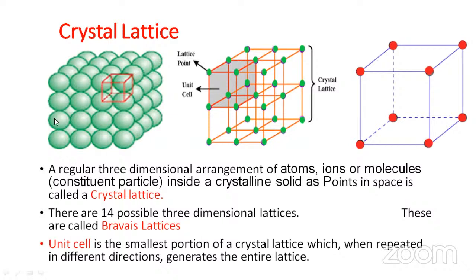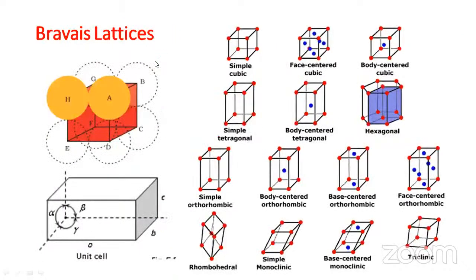So those 14 possible variations are called Bravais lattices. What are Bravais lattices? These crystal lattices are arranged in 14 types. So those 14 lattices are said to be Bravais lattices. So here you can see there are 14 Bravais lattices.